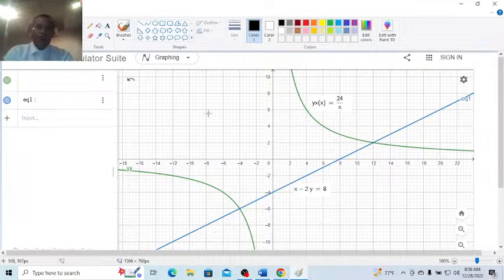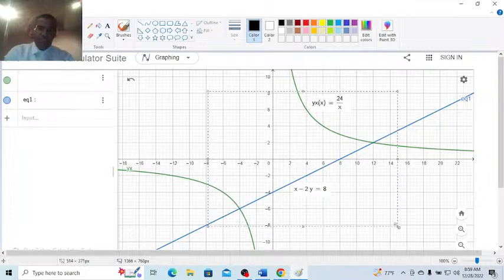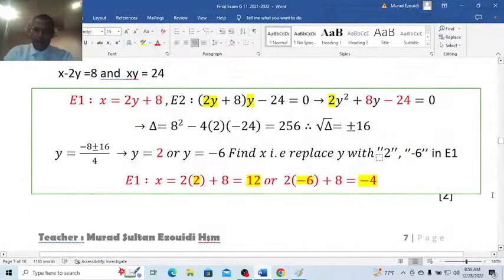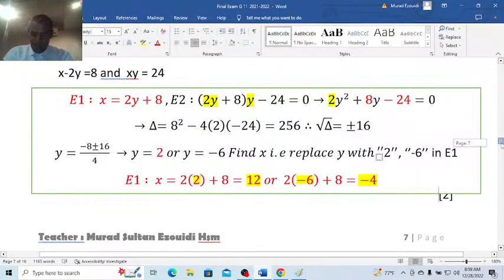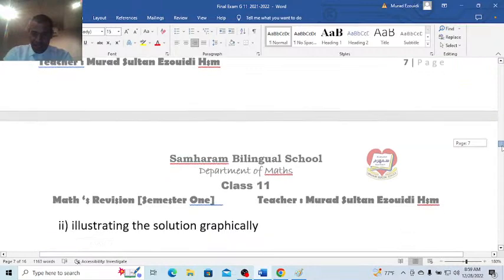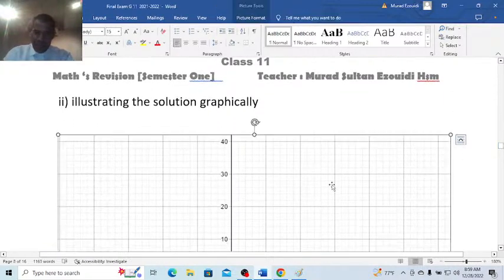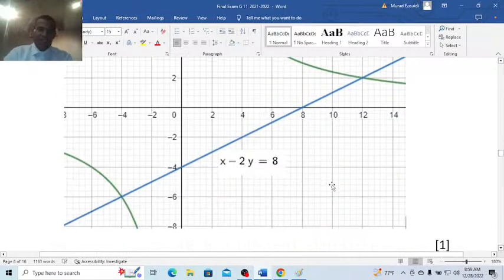Now I will take this for you. I will put it on the revision. Therefore now I can at least sketch or illustrate this graphically. This is no need now because we did this. Okay, now move to the next question.